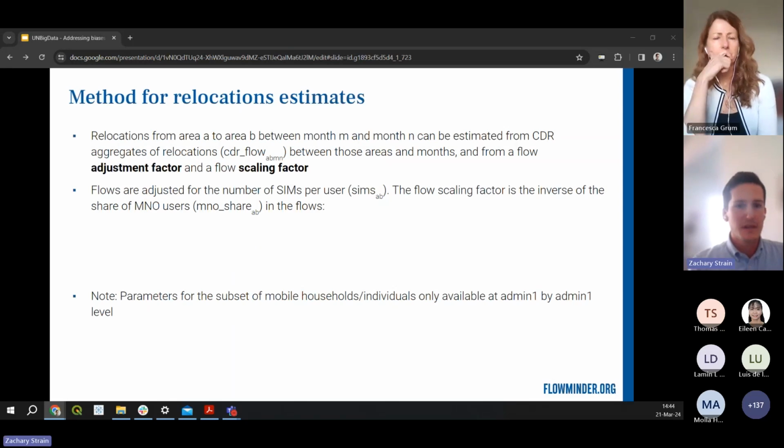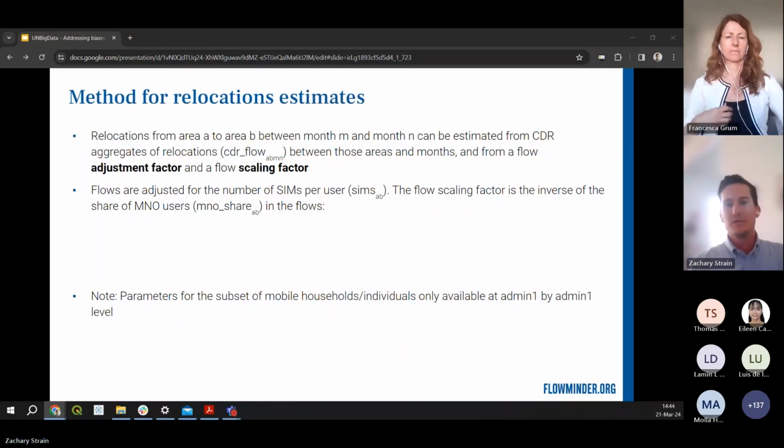The method for the relocations estimates in particular, we'll spend a little bit of time on that. So relocations from area A to B between month 0 and 1, or M and N, can be estimated from CDR aggregates of relocations between those areas and months, and by applying a flow adjustment factor and a flow scaling factor. So the flow factor right now is adjusted for the number of SIMs per user, as CDR data aren't individual people necessarily, but rather SIM cards or subscriptions.